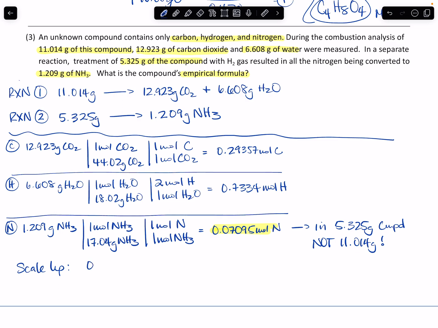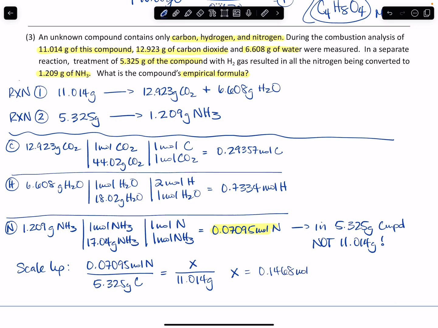If I am going to get 0.07095 moles of nitrogen if I burn 5.325 grams of the compound, then I should be able to figure out how many moles of nitrogen I would get if I started with more, 11.014 grams of that compound. If I do that math, I find that I have 0.1468 moles of nitrogen. Now that number is comparable to the other two. So if you ever are asked to find the amount of a third element using a different starting amount than your CO2 and H2O, you have to scale it up. So just be careful. Just watch out for those.